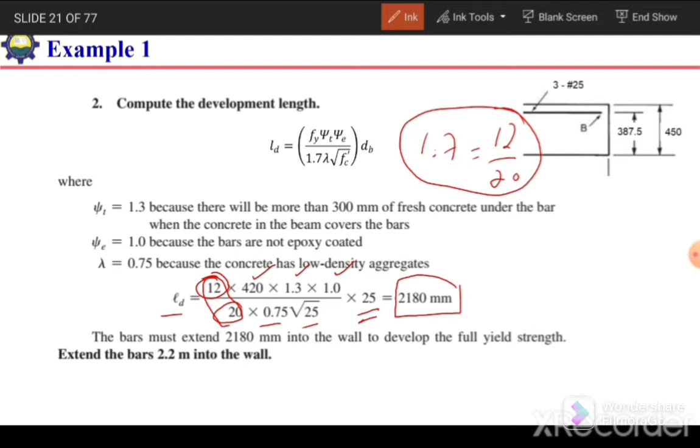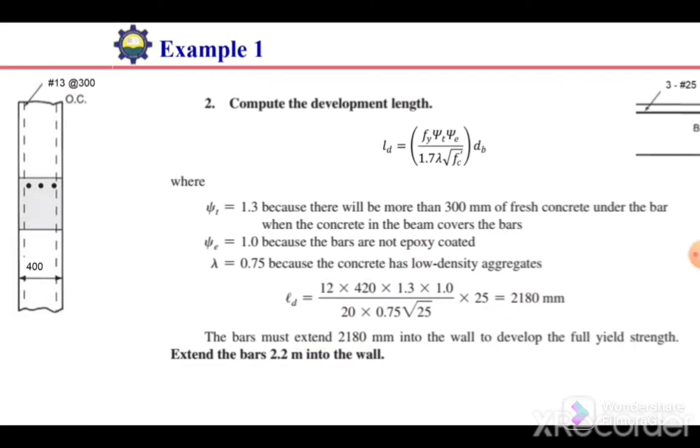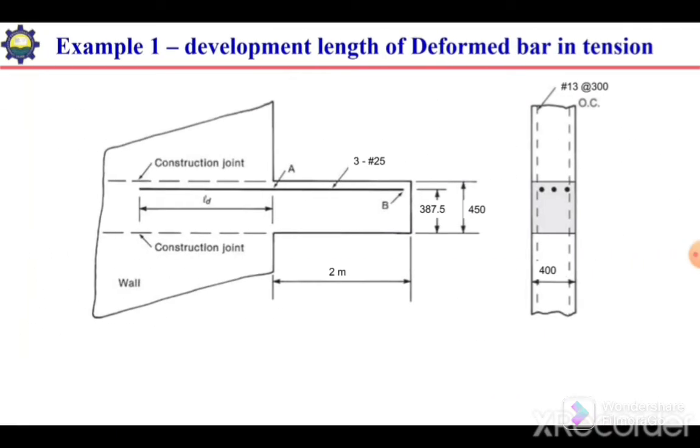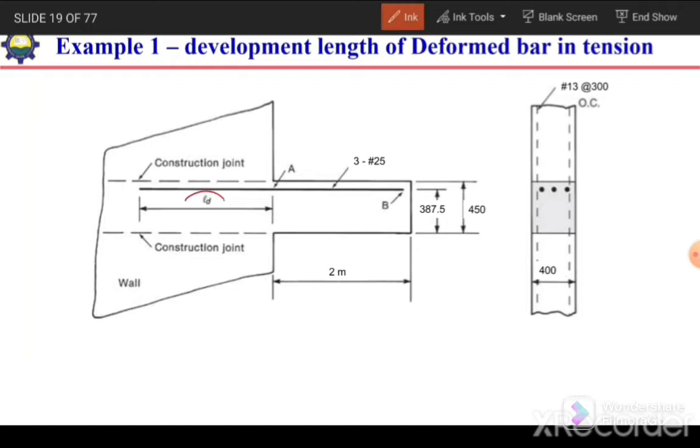So what it means, we need to extend this bar 2.18 meter into the wall to develop the full yield strength. So extend the bar 2.2 meter into the wall. So this length will be equal to 2.2 meter. So this was our first question that we need to answer, how much will be the development length inside the wall. The next is to calculate the development length for this beam.